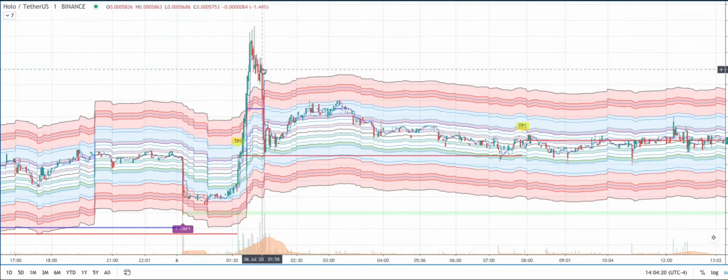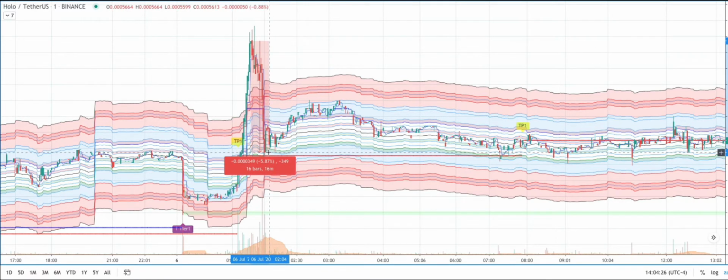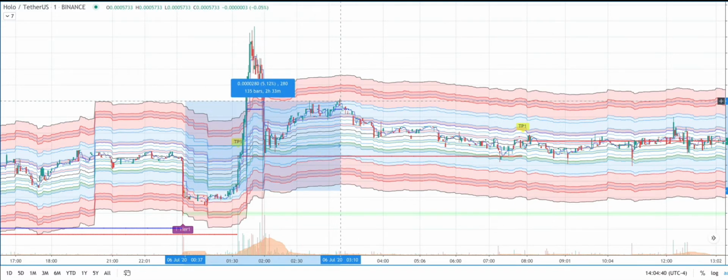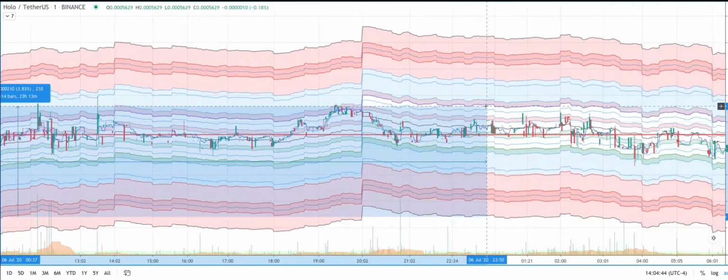And would you have stayed in when this dumped from 5.87%, you know, still not on a negative or a drawdown? So would you let it ride? Are you that kind of trader? I don't know. Would you have stayed in after you hit 5.12% after 2 hours and 32 minutes?